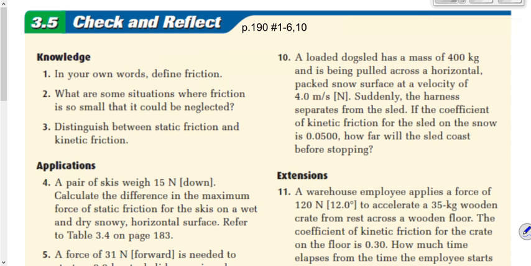We have page 190, 7 questions on that page. You guys asked me to go over 3 of them: 4, 6, and 10. So we'll start with number 4.